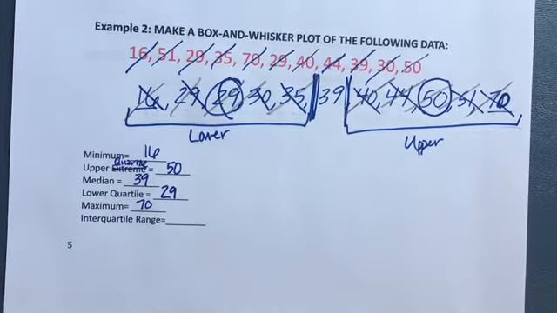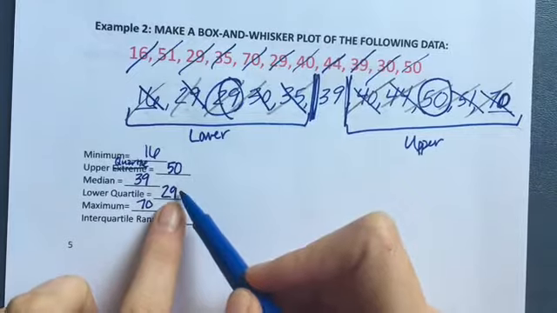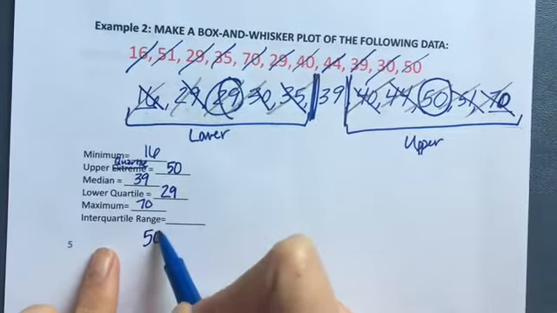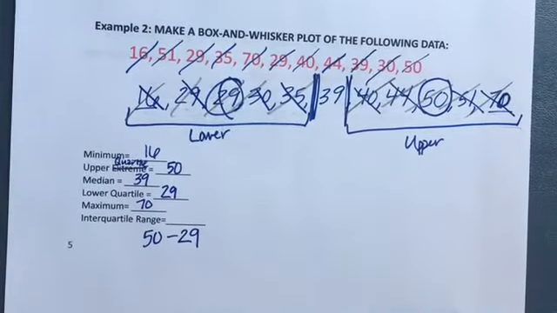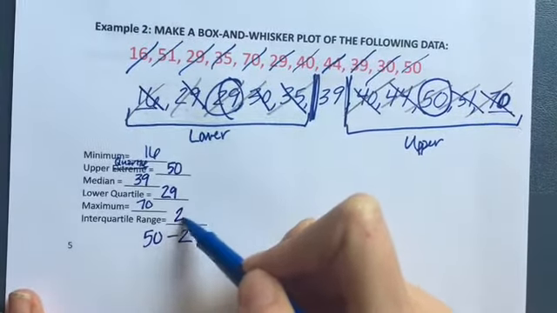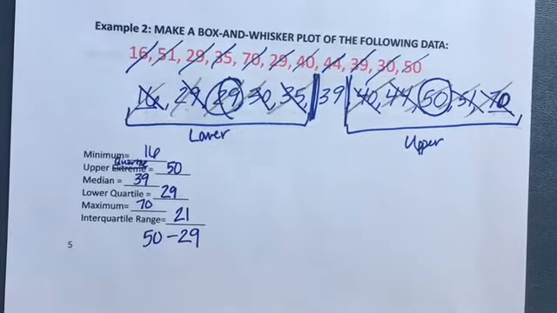We remember from our notes, if you look back, the definition was the difference between the upper and lower quartile. So the upper quartile is 50 and the lower quartile is 29. So 50 minus 29 is what? Hopefully you got that. It was 21. Now we will not use this information to build our box and whisker, but it's a piece of information we were asked for.